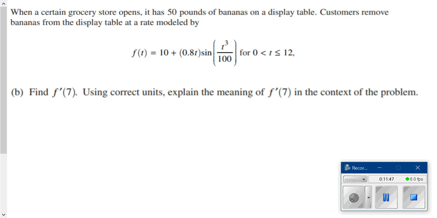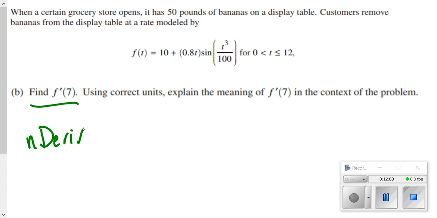All right, for this part B, it says find f prime of 7. Honestly, this is telling you what to do. So like this is not that hard. You're just going to use your calculator. Do not write this on your test. Okay, that is what you're doing on your calculator, but that's not math talk, that's calculator talk. We don't have calculator talk on our test.